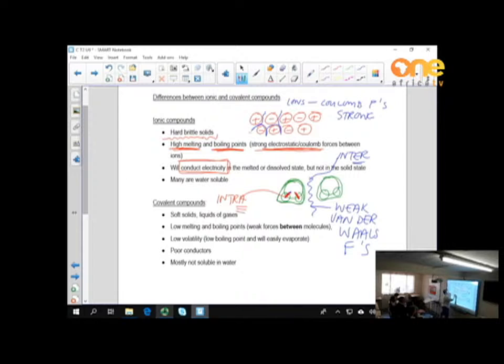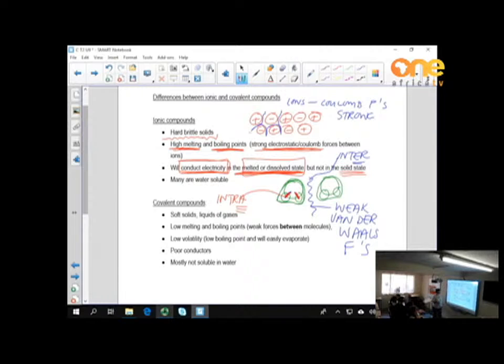Alright, so it will conduct in the melted or dissolved state, and it's important to state that. Okay, because later on when we do the metallic bond, metals will conduct whether they are melted or whether they are solid. So you must distinguish. They will conduct when the salt is melted or dissolved. It does not conduct when it's in the solid state, because the charged particles are held in a crystal lattice.